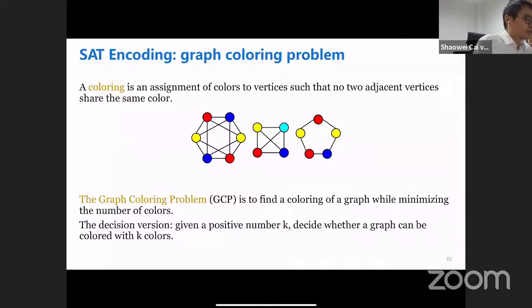Okay, now we go to the SAT encoding. I will give some examples here. The first example is a problem called graph coloring. This is a very famous problem in graph theory. Coloring means that we give a color to each node of the graph, such that if two nodes are connected with each other, then they should be assigned different colors. The graph coloring problem is to find a coloring for the graph that minimizes the number of colors.